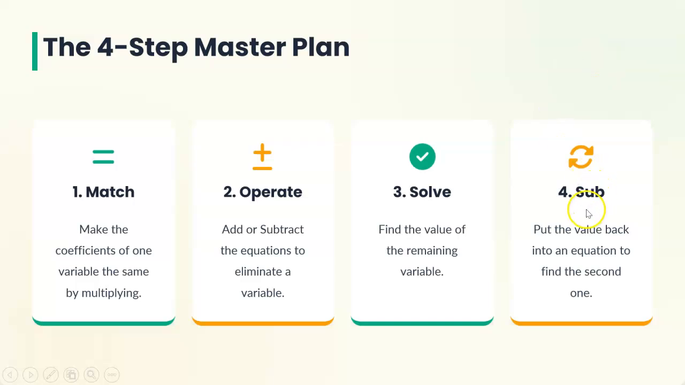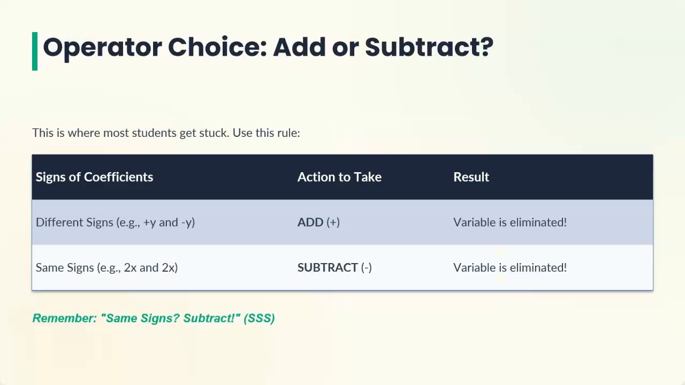After which, I'm going to substitute. So put the value back into an equation to find the second one. You can pause the video and copy all this down because it's going to help you. Now, operator's choice is just your choice, add or subtract. It all depends on your expertise because you can go either way. All that matters is, are you able to eliminate one of the variables?